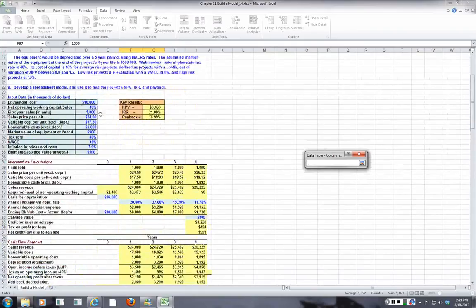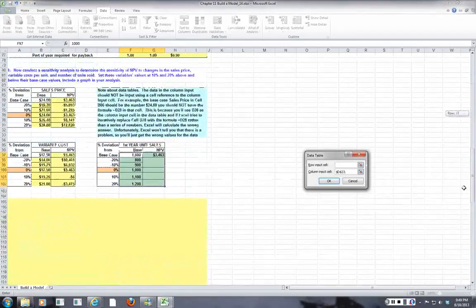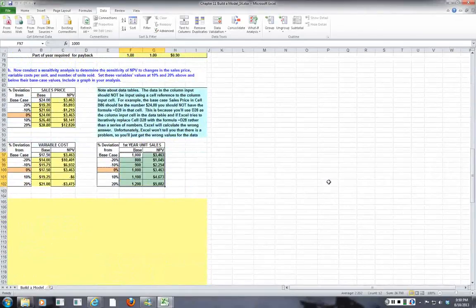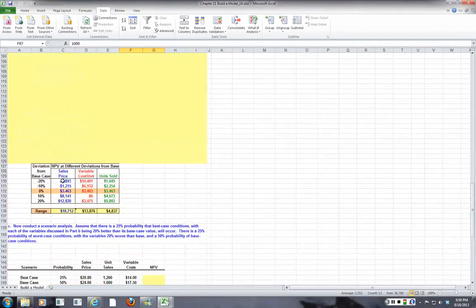So this time I'm going up to the number of units that are sold. And you can see if the number of units drops 20%, the net present value goes down to $1,045. And if it's at 10%, it's $2,254. And if it goes up 20%, then the net present value goes up to $5,882. So now we've got those there, and the net present values of those variations are there.